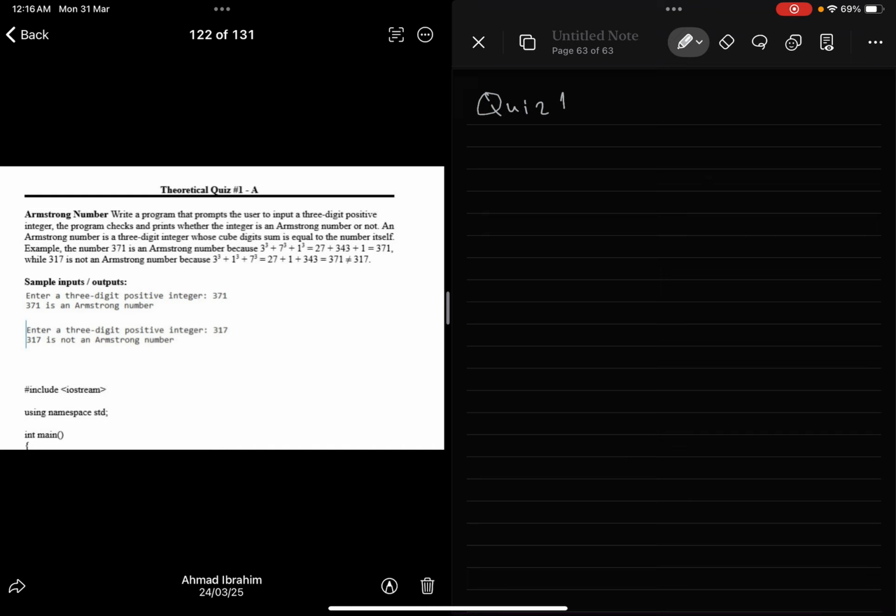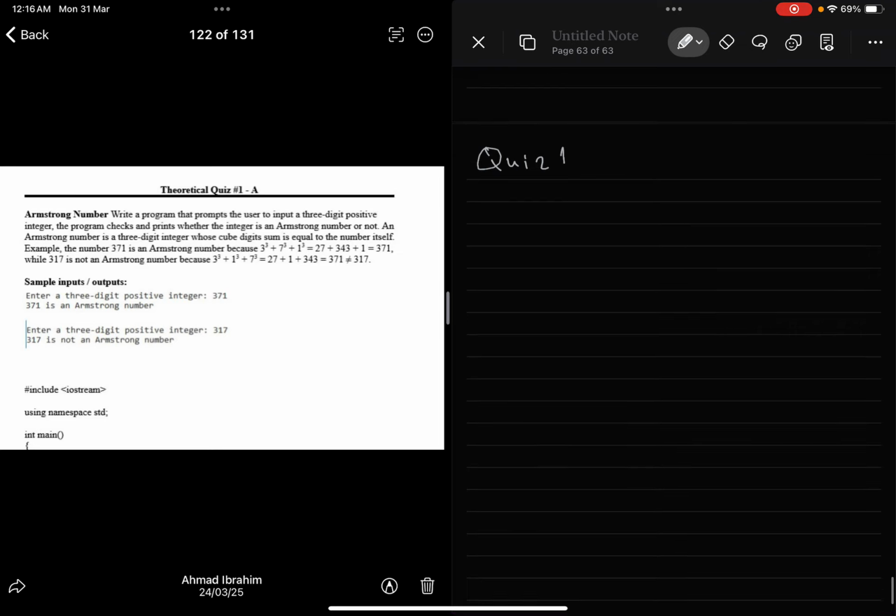That means, for example, 371 is an Armstrong number, because 3 cubed plus 7 cubed plus 1 cubed will be the number itself. So the sum of each digit cubed will be the number itself. And 317 is not an Armstrong number, because the sum will be 371, which is not equal to 317.